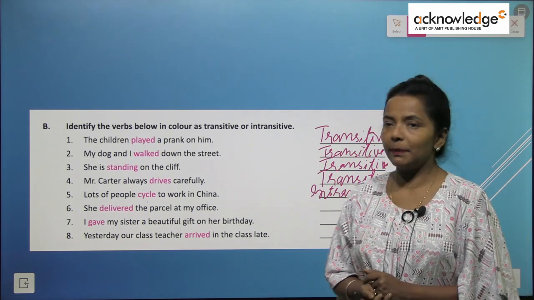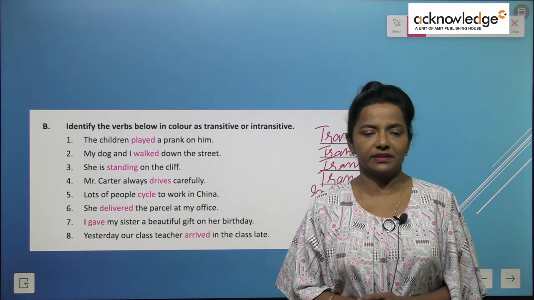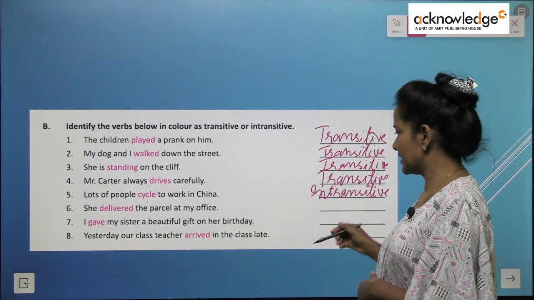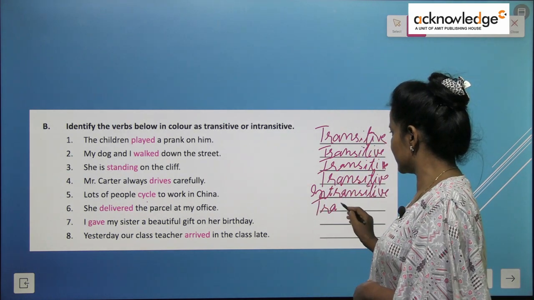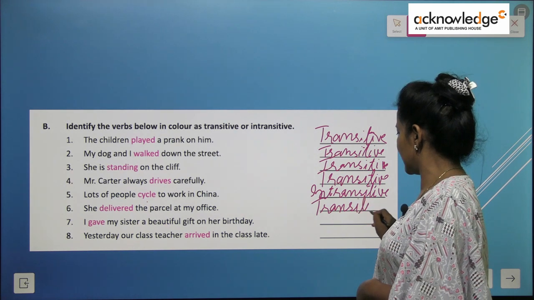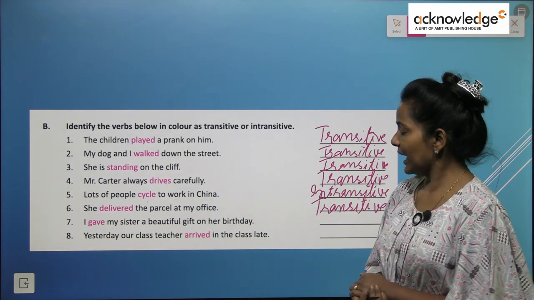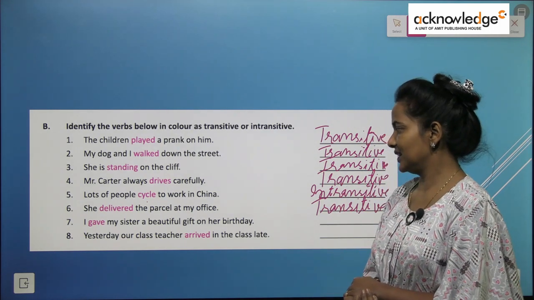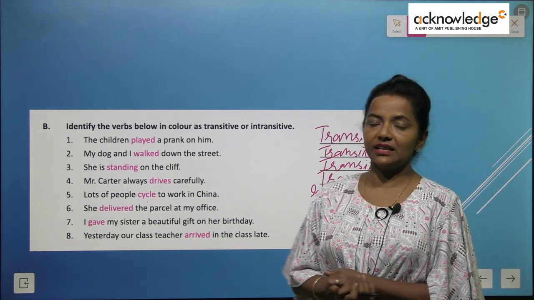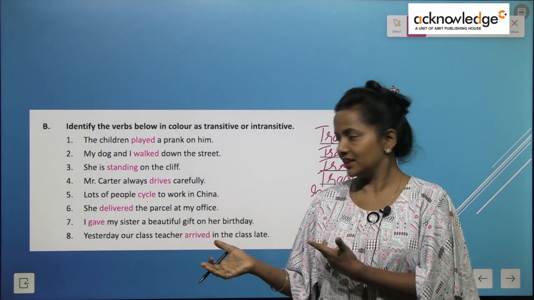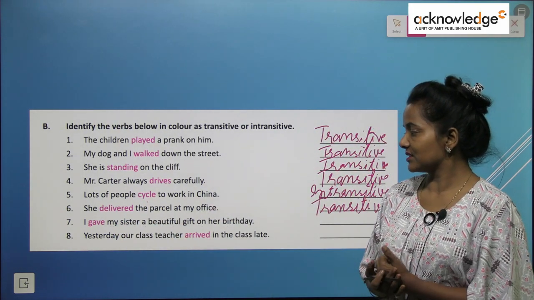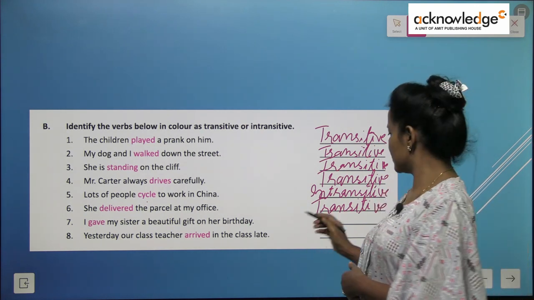She delivered the parcel to my office. This is again a transitive verb. This is complete. No object is there. I gave my sister a beautiful gift on her birthday. With gave, is anything added? I gave my sister a beautiful gift. No, this is also transitive.